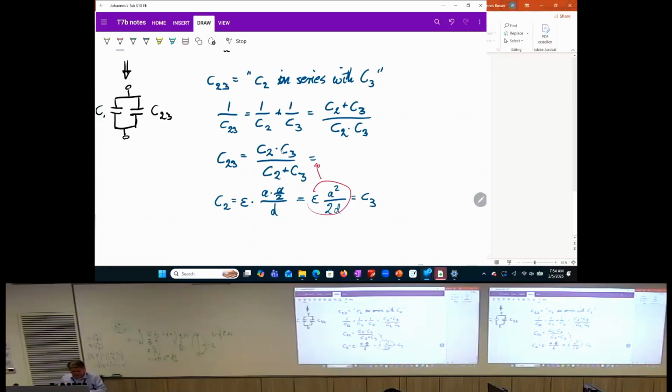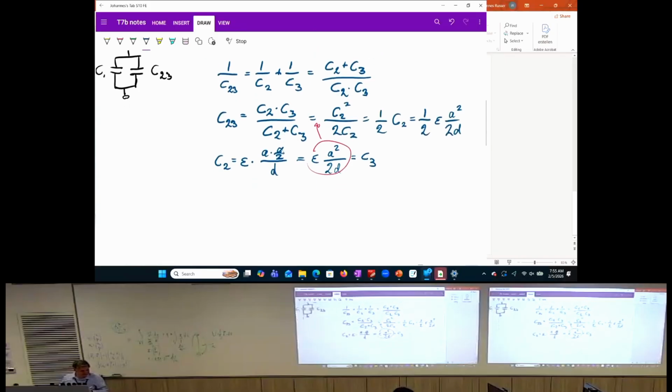So take that and insert that here. C2 is equal to C3. That means we have basically C2 squared, and down there we have 2 times C2. And that makes it 1 half C2. So the capacitance on the right-hand side, this C sub 23, becomes just 1 half epsilon times A squared over 2d.